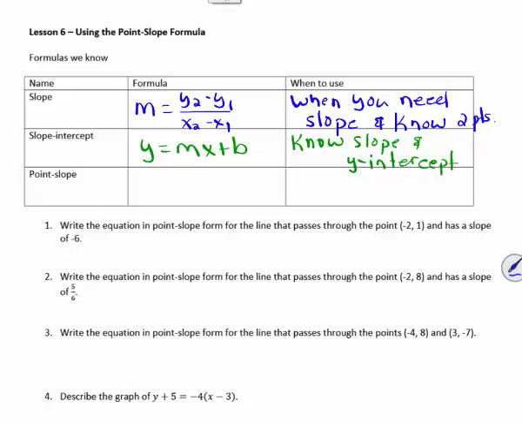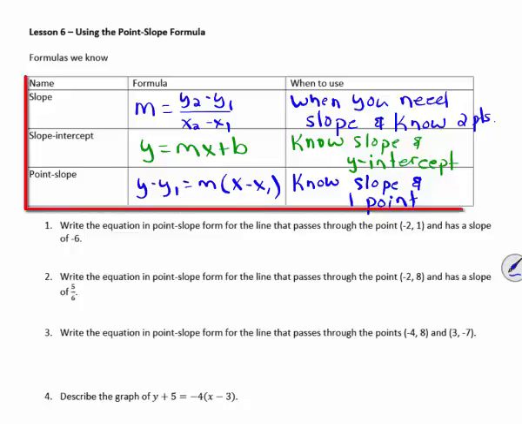Your point slope form is when we do our y minus y1 equals m times x minus x1. When do you use it? When you know slope and 1 point. Right? And it might not be the y-intercept. That's why we kind of use this one.